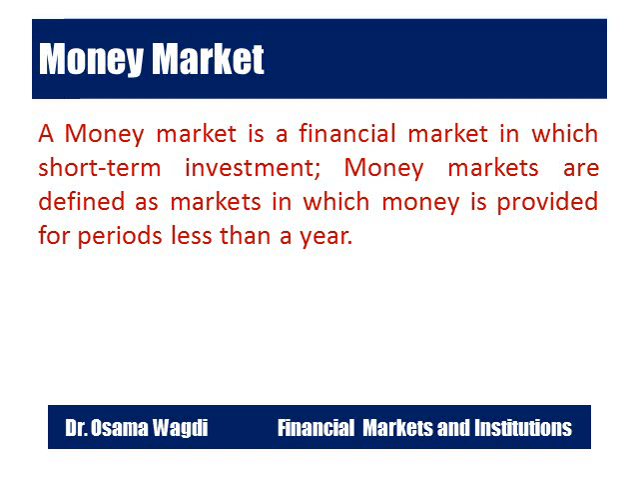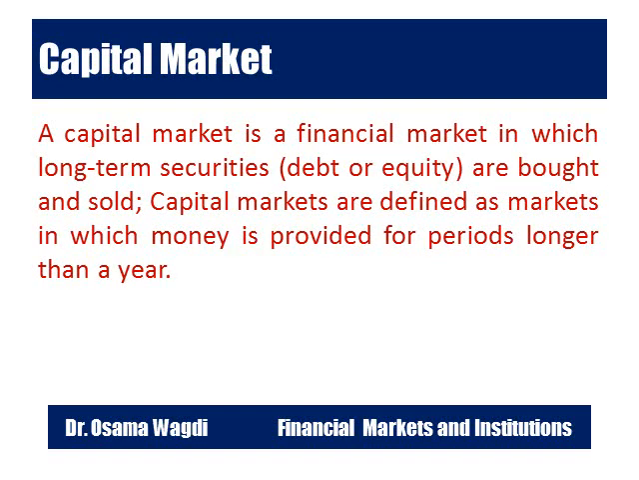So what do we mean by money market? A money market is a financial market in which short-term investments are traded. Money markets are defined as markets in which money is provided for periods less than a year. So what about capital markets? A capital market is a financial market in which long-term securities like debt or equity are bought and sold. Capital markets are defined as markets in which money is provided for periods longer than a year.